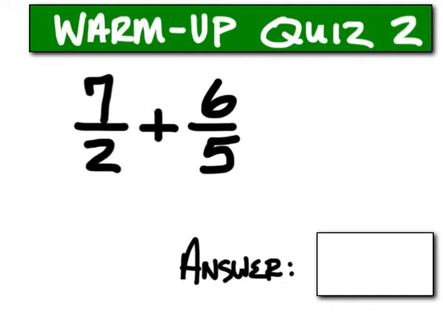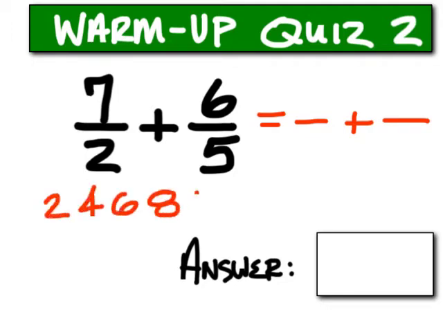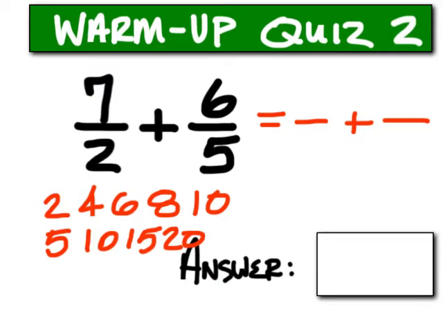Alright, if you missed it, here's what you have to do. To get the common denominator, you have to find the least common multiple, which is 2, 4, 6, 8, 10, and then for 5, it's 5, 10, 15, 20. The least number that shows up in both would be 10.